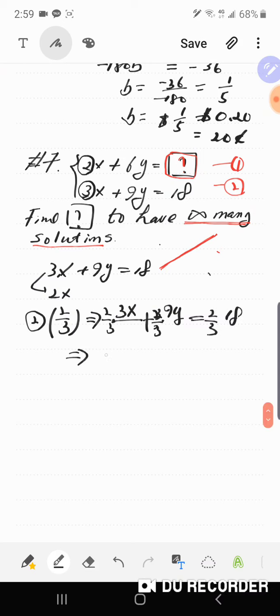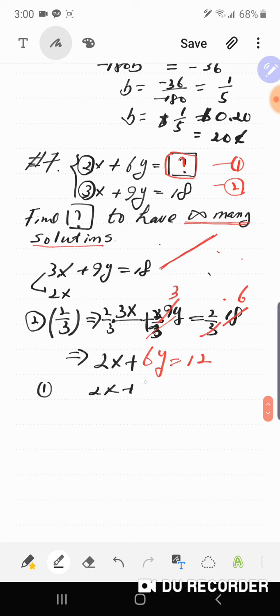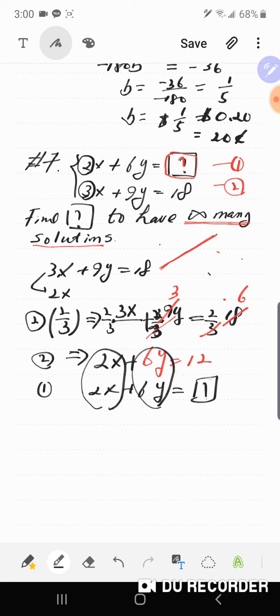Then this is equal to 2x plus, we can reduce this. Let's reduce this one: 9 divided by 3 is 3, so it will be 6y. Reduce these two, then 2 times 6 is 12. And isn't this the first equation? The first equation is 2x plus 6y equal to something. Comparing with this second equation, here's 2x, 6y. So this question mark has to be equal to 12. So the answer is 12.